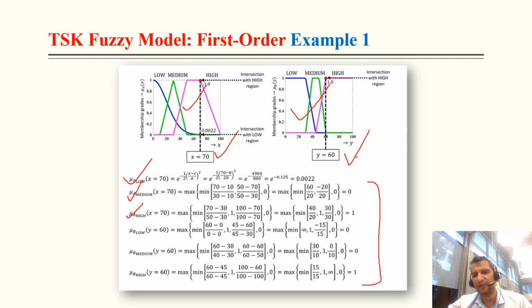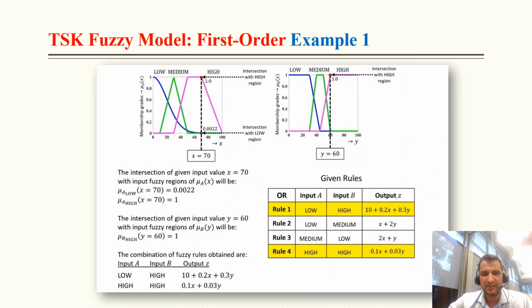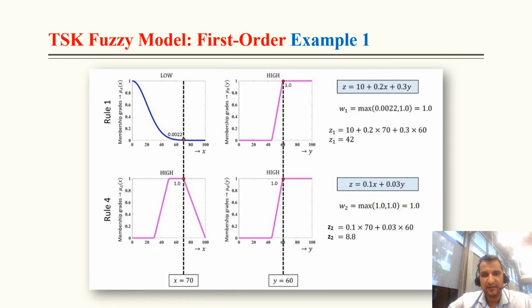So it is a little bit complicated, but in the final examination it will not be asked because of the greater complexity. So finally there are 4 rules and only 2 rules are applicable, rule 1 and rule 4. So for these 2 rules, what will be the output? This is the output. Again we have to put the values of x and y. X is equal to 70 and y is equal to 60. We will calculate the values of Z1 and Z2 in this way, right?